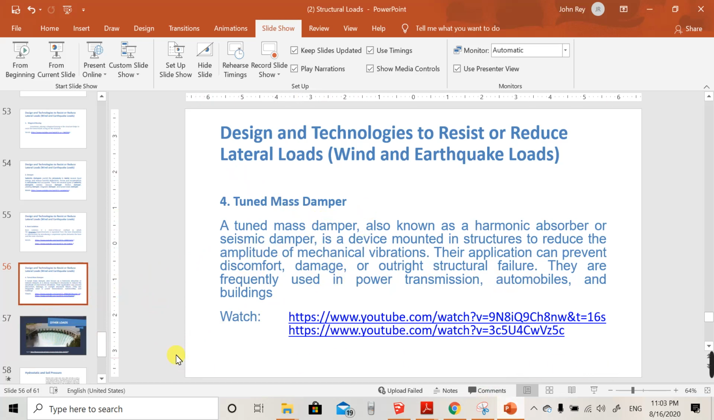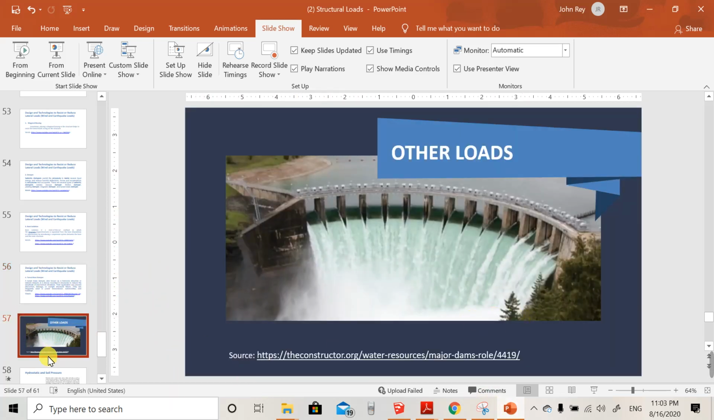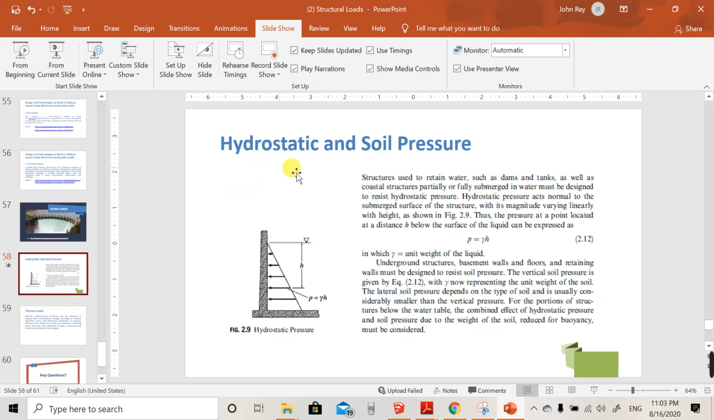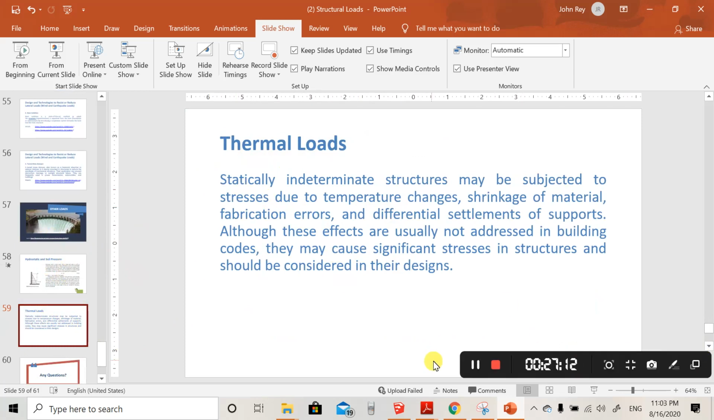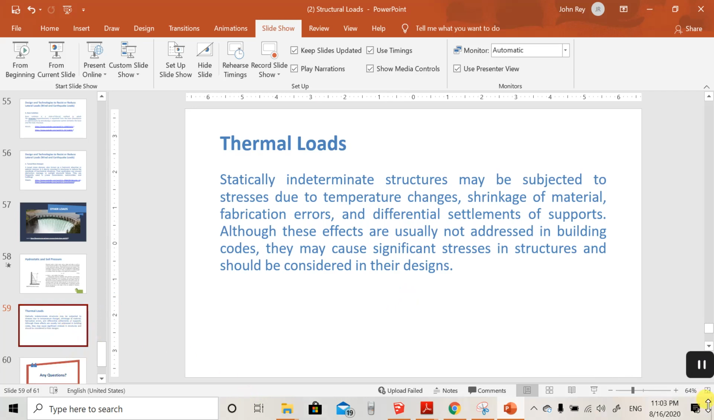So, actually, ipagpatuloy ko na rin for other loads. So, ano lang naman to, hydrostatic and soil pressure and thermal loads. So, yun. Thank you. I-end ko na siya dito. And I hope may nagets kayo sa ating discussion.